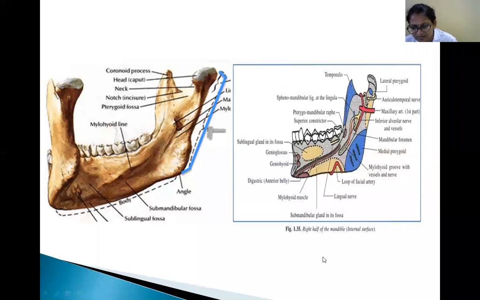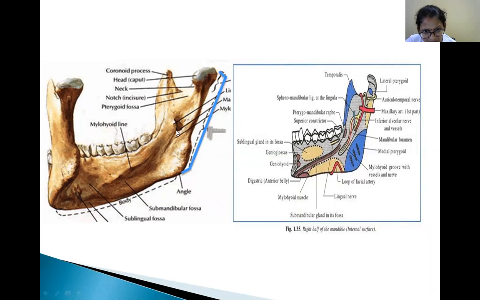Next, coming to the inner or medial surface of the ramus of the mandible. Just above the center point of the ramus, we see a foramen. This foramen is called the mandibular foramen. Through this mandibular foramen passes the inferior alveolar nerve, which is a branch of the mandibular nerve.